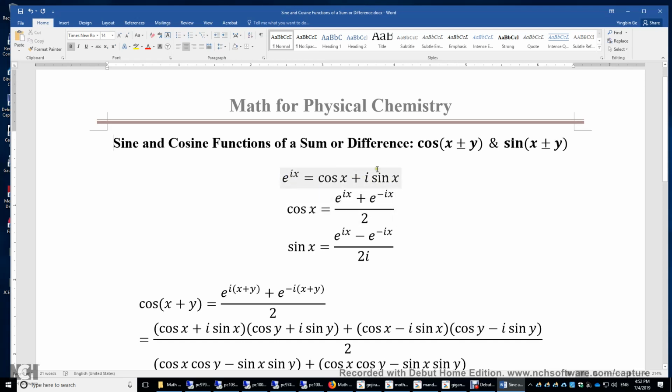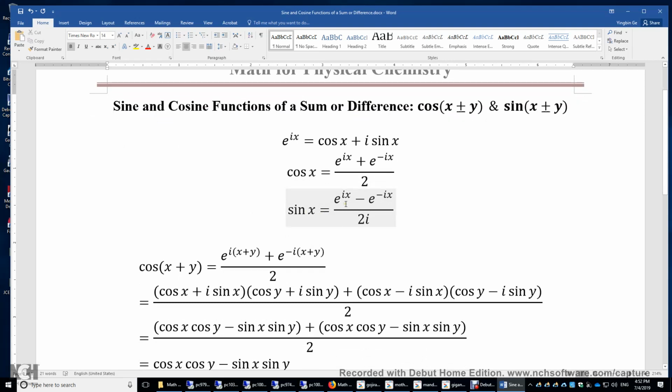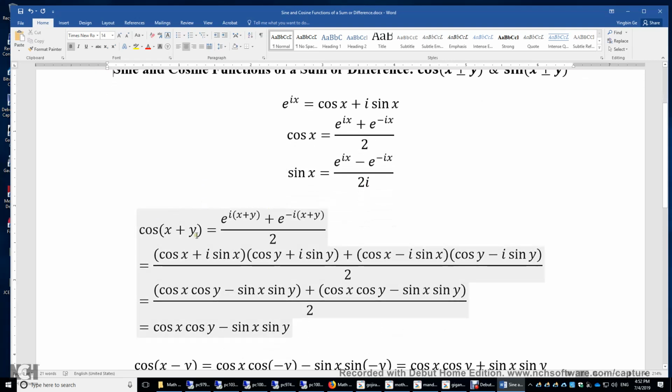Using this formula, we get cosine x equals e to the power of ix plus e to the power of negative ix over 2, and sine x equals e to the power of ix minus e to the power of negative ix over 2i. Now we expand this cosine x plus y. This is e to the power of i times x plus y plus e to the power of negative i times x plus y, over 2.